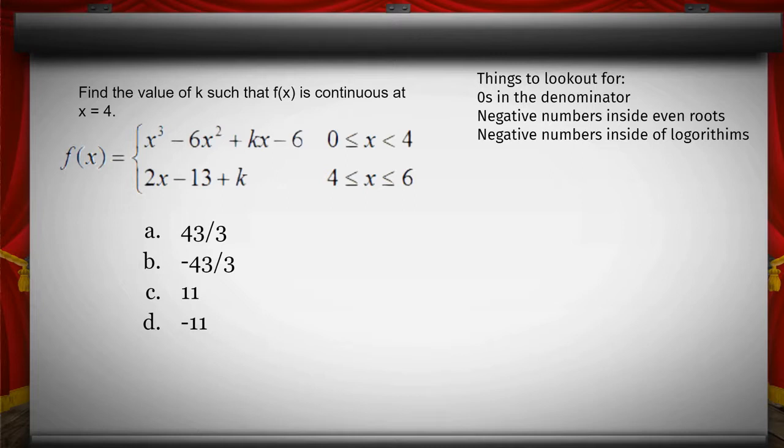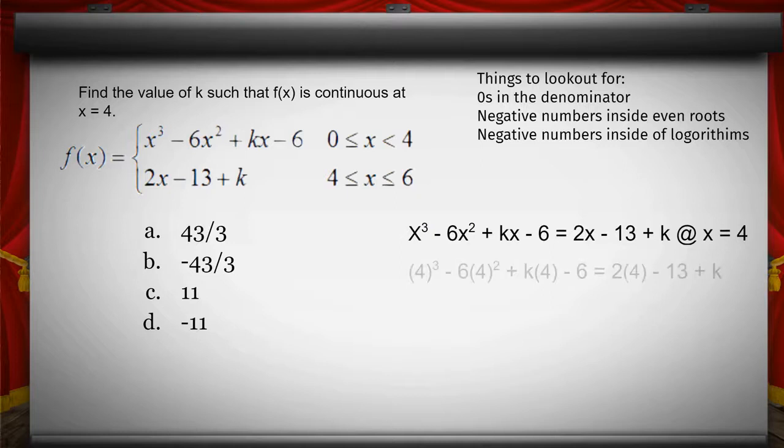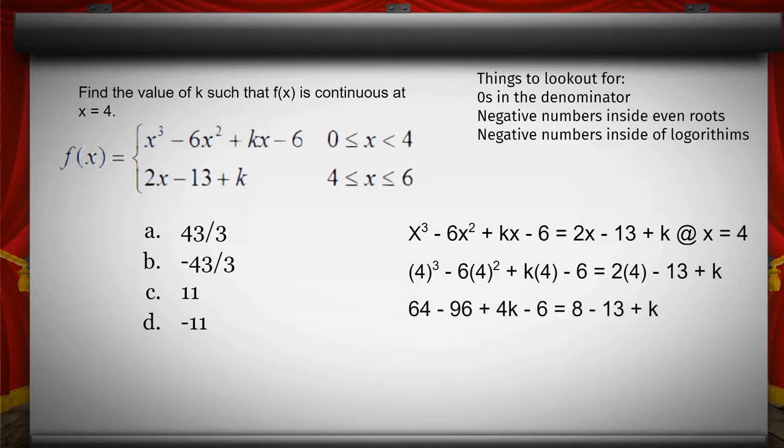Our first problem is multiple choice, and we have to find a value k such that f of x is continuous at x equals 4. When we have a piecewise function, we have to find the two pieces of the function that meet up at 4, and then set them equal to each other. So we set each part equal at x equals 4, plug in x equals 4, and then simplify down so that we just have numbers and variables.